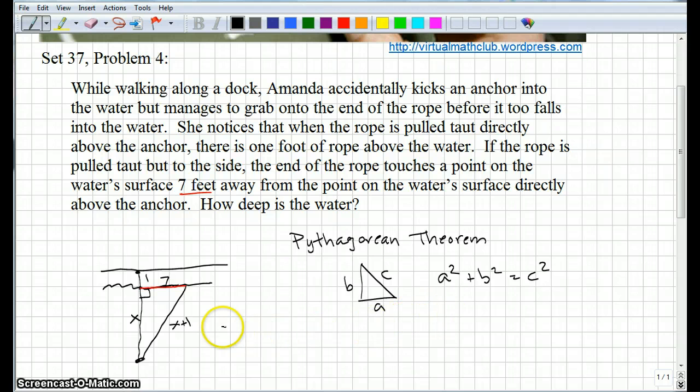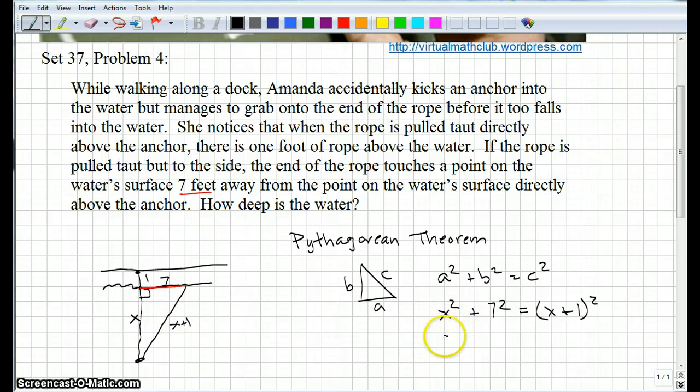So let's call the two legs x and 7. So x squared plus 7 squared is equal to what? It's equal to x plus 1 squared. Okay, x plus 1 more foot squared, because that's the hypotenuse. It's the side that's directly opposite the right angle.